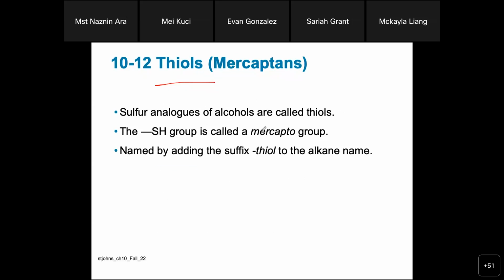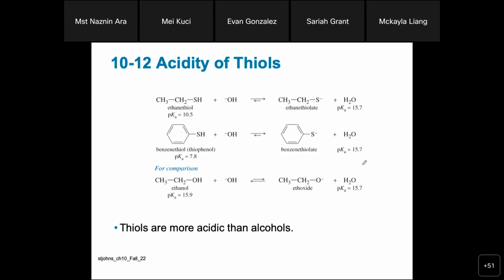Sulfur analogs of alcohols are called thiols. The thiol group is this group. The sulfur analog of alcohol is called the thiol group, and the SH group is also called the mercapto group. They are named by adding the suffix thiol to the alkane name. Okay, let's move on.